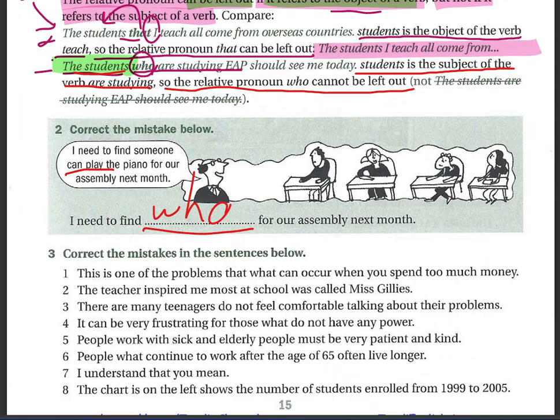Great. Now, part 3. Correct the mistakes in the sentences below. So, like other lessons, please pause the video here and answer these 8 questions. Great. Now you can see the correct answers here. Please check with your own answer. Are they correct? Or you need more practice?